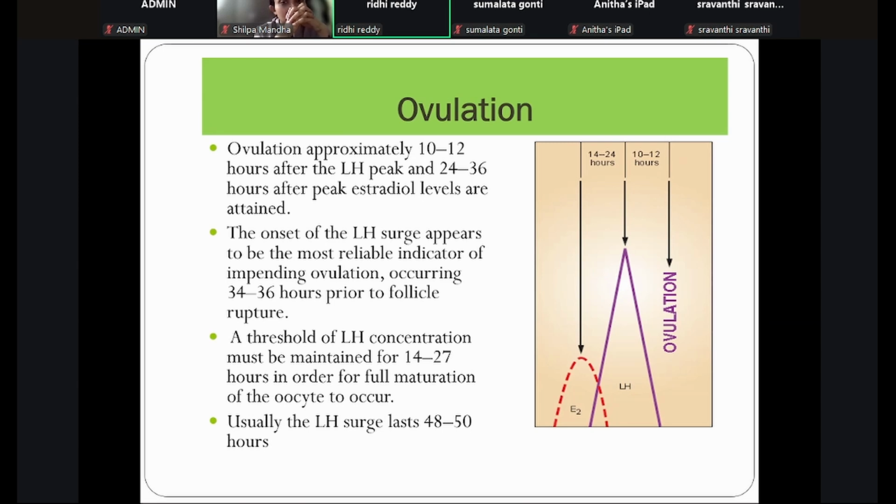So a threshold of LH concentration must be maintained for about 14 to 28 hours in order for full maturation of the oocyte to occur. Usually the LH surge lasts for around 48 to 52 hours.